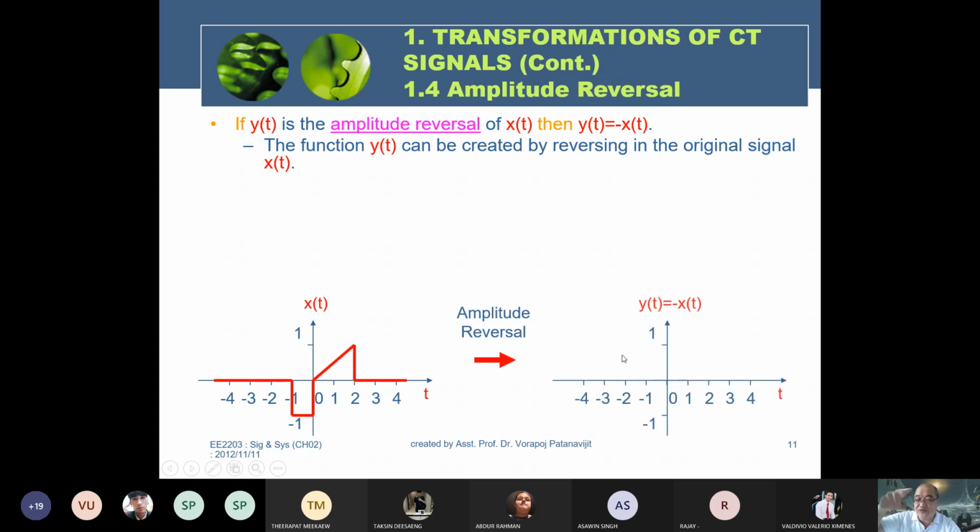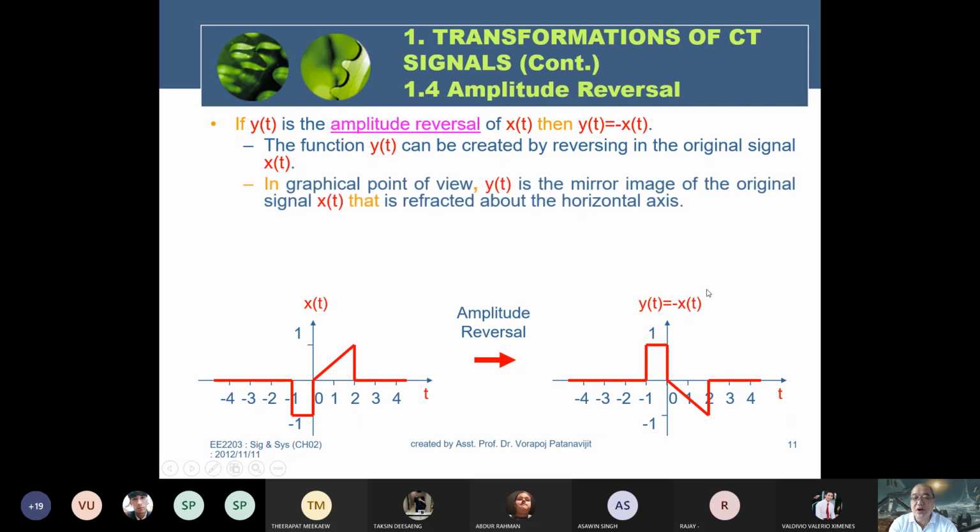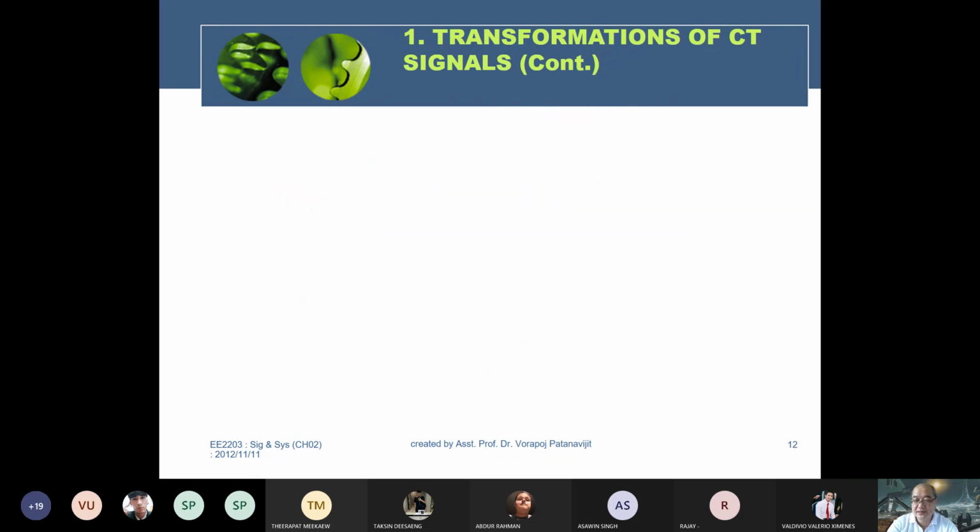You may see it as flipping the signal, but flipping with respect to the horizontal axis. You see that? Negative values flip to be positive, and positive values flip to be negative. From the graphical point of view, yt is the mirror image of the original signal xt, reflected about the horizontal axis.